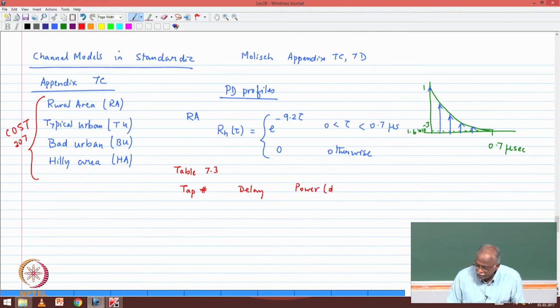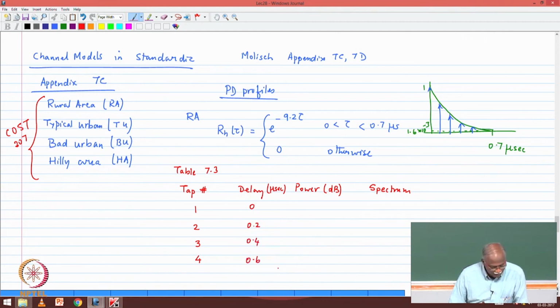Okay, that is a third column. There is a fourth column. I will not comment on that until you read it, because only when you read you will ask the right questions. So, they have described the rural area in terms of 4 taps. The first tap they say comes with this is delays in microseconds. Second tap at a delay of 0.2 microseconds, 0.4, 0.6 microseconds are the different delays. The power levels 0 dB, minus 2 dB, minus 10 dB, minus 20 dB.